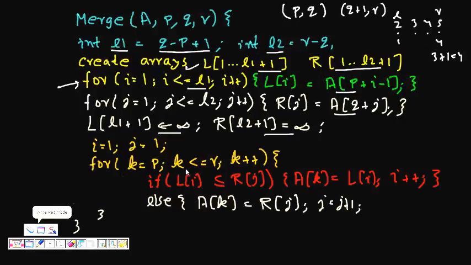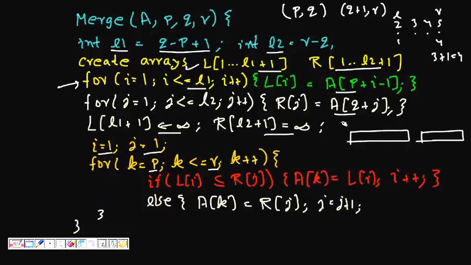For combining, we have two indices, I is 1, j is 1, and then we start with k equal to p, k less than or equal to r. These are the two left and right indices of the array A. So now we have two sorted arrays L and R. Okay, so this is L, this is R, and we have an array A where I want to merge these two sorted arrays. So if L i is less than R j, okay, I is here, j is here.